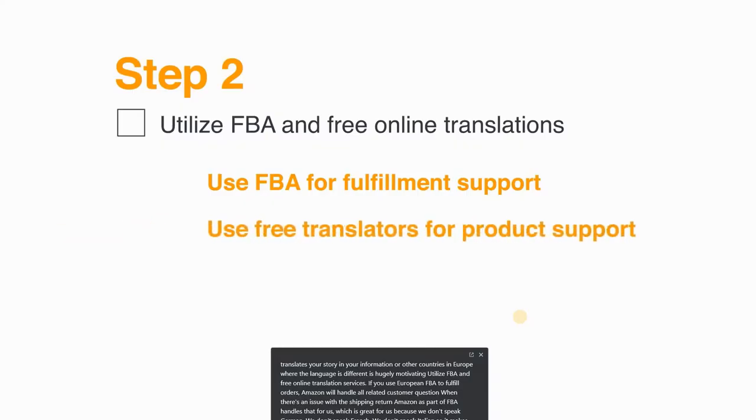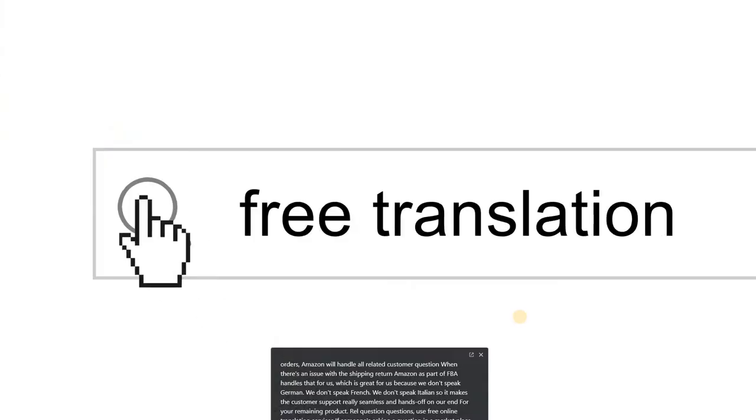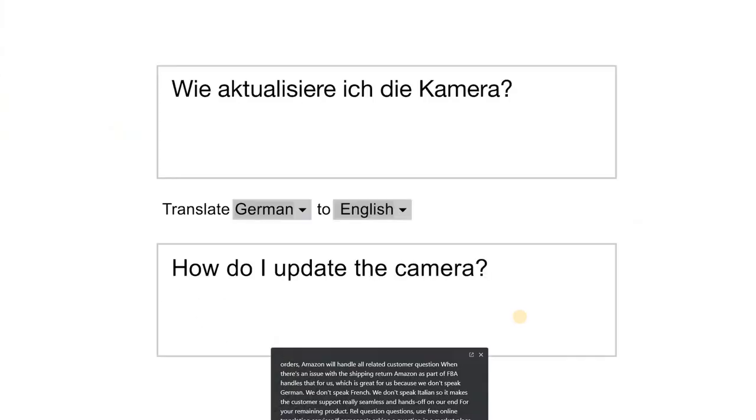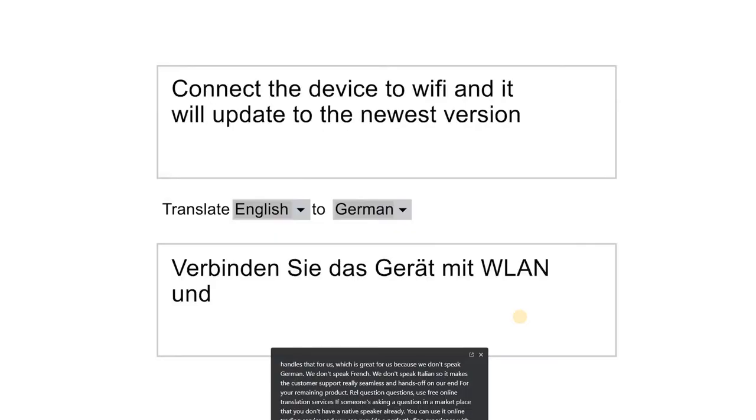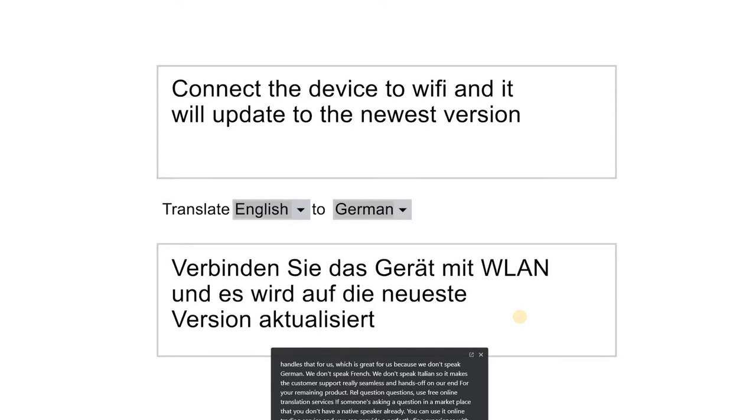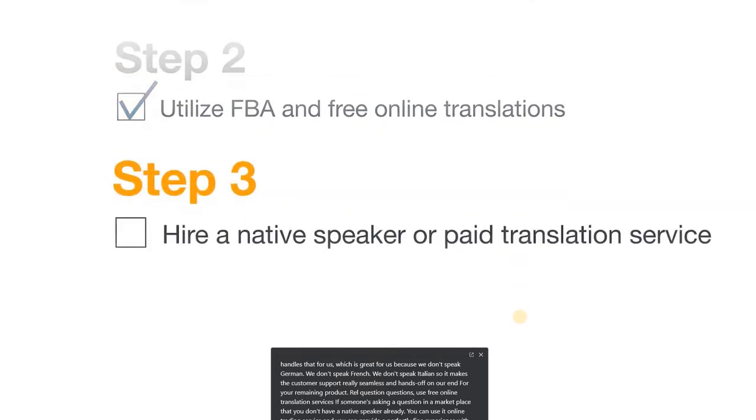For your remaining product-related questions, use free online translation services. If someone's asking a question in a marketplace where you don't already have a native speaker, you can use an online translation service and provide a perfectly fine experience for the consumer to answer their questions. Only when you're ready, hire a native speaker or paid translation service.